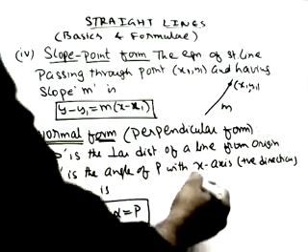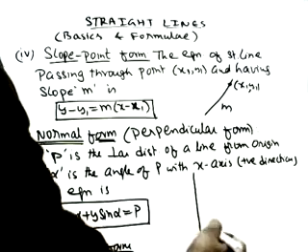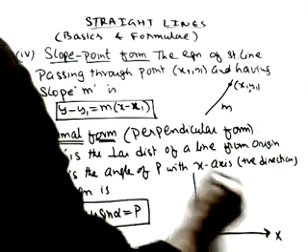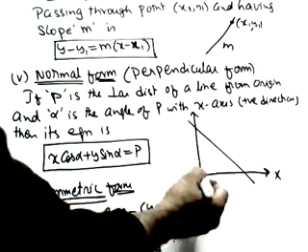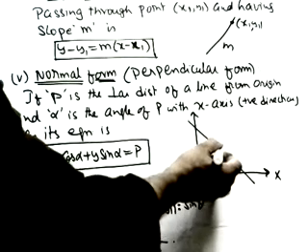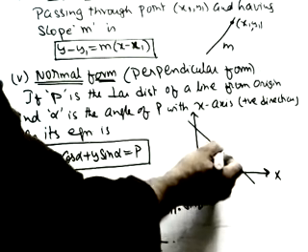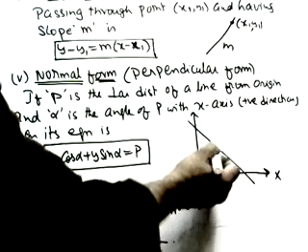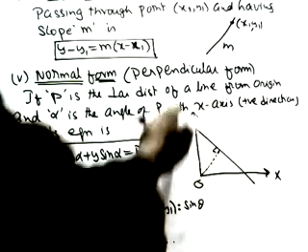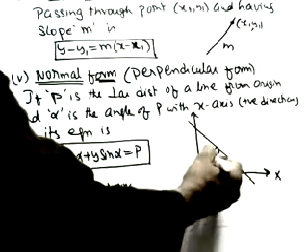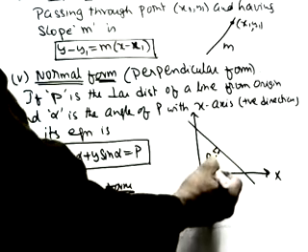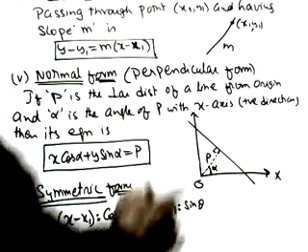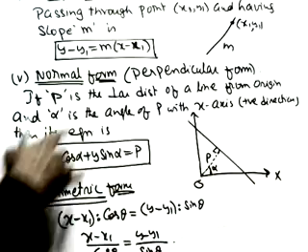The next one is normal form or perpendicular form. Suppose this is the coordinate axis, x-axis, y-axis. Suppose this is the line passing. Now the perpendicular distance of the line from origin is denoted by p. Suppose this is the perpendicular distance of the line from origin, denoted by p, and let the angle between p and x-axis be alpha.